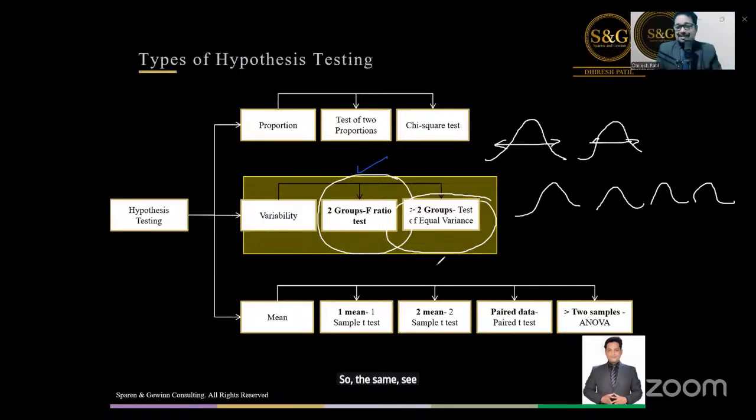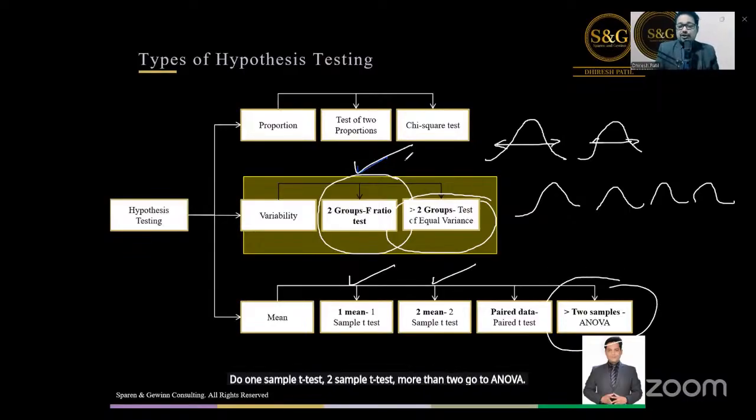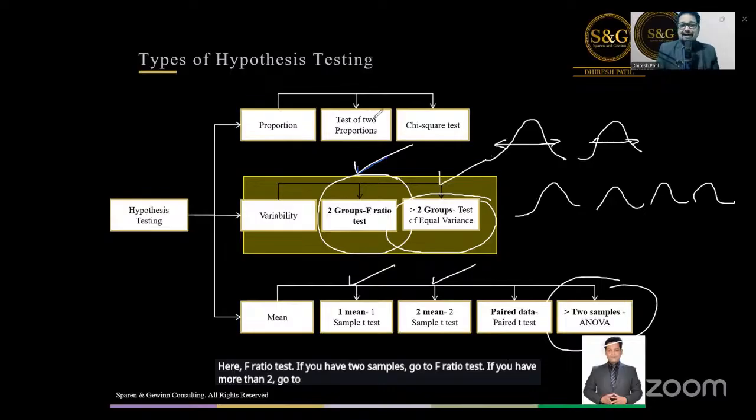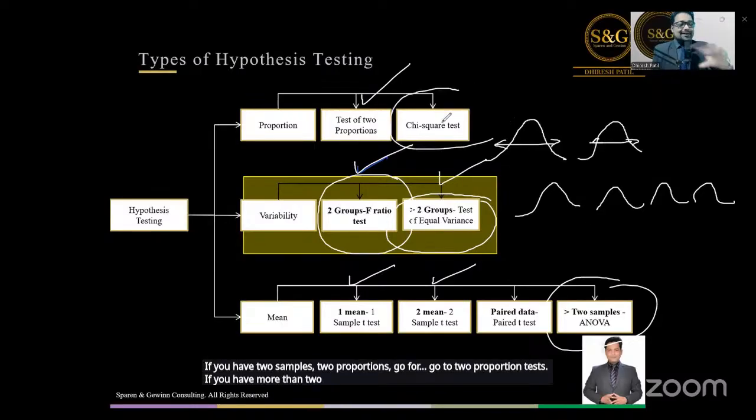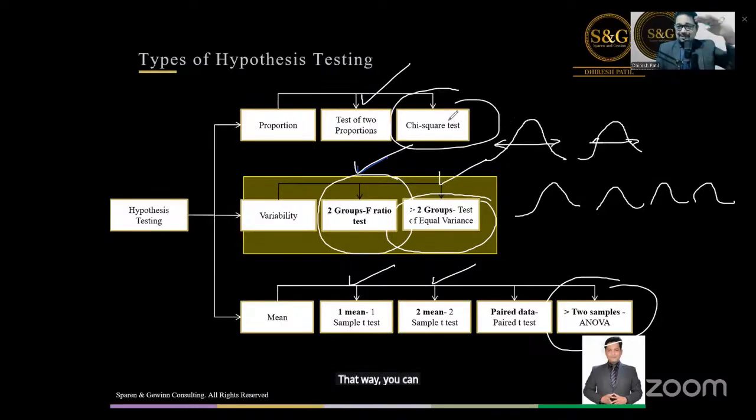Okay, so the same. See, you can easily understand this. 1 sample t-test, 2 sample t-test, more than 2, go to ANOVA. Here, F ratio test. If you have 2 samples, go to F ratio test. If you have more than 2, go to test of equal variance. If you have 2 samples, 2 proportions, go to 2 proportion test. If you have more than 2, go to chi-square test. That way you can simply remember this sequence.